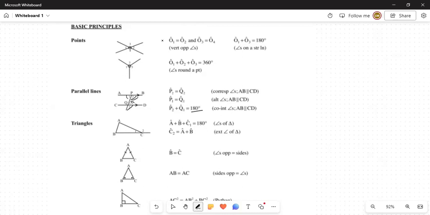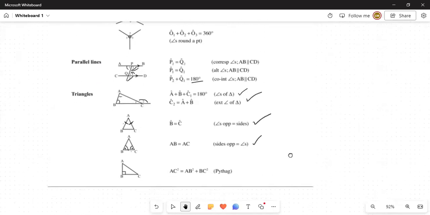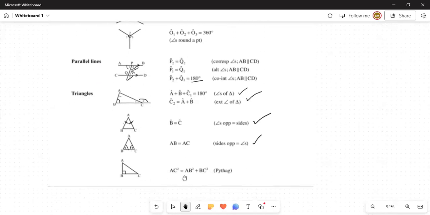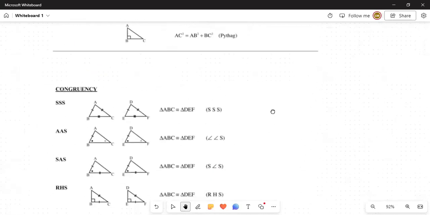With regard to triangles, we know that the sum of the angles of a triangle is equal to 180, and the exterior angle is equal to the sum of the two opposite interior angles. If two sides are equal, then the two angles are equal, and the reverse is true: if two angles are equal, the two sides are also equal. We also have your right angle, where you can use the theorem of Pythagoras to calculate any of the missing sides.